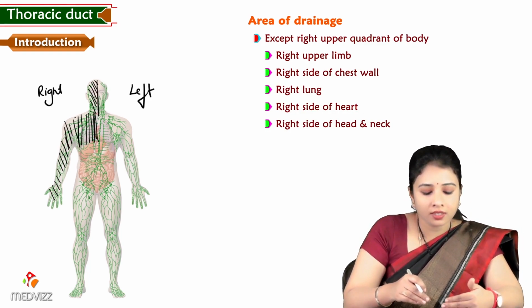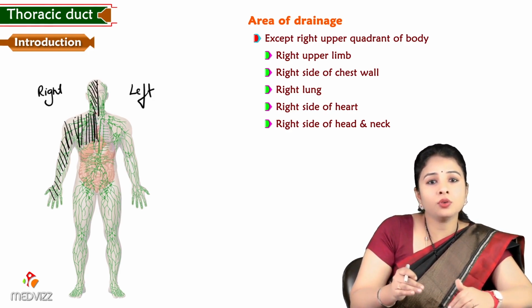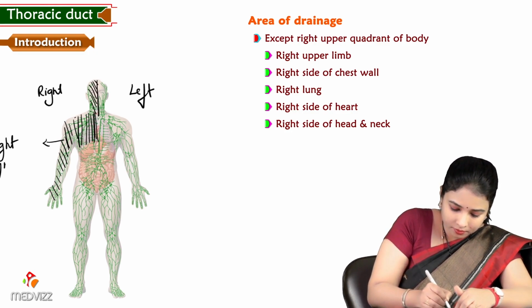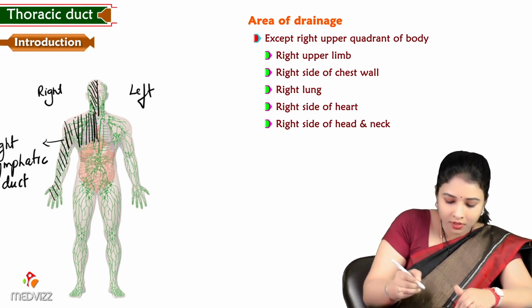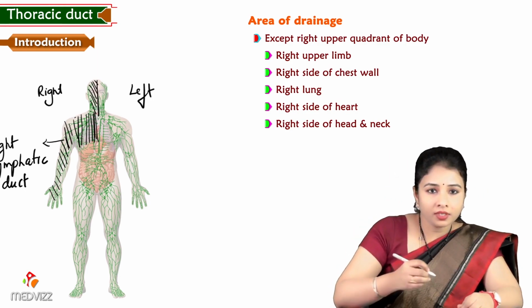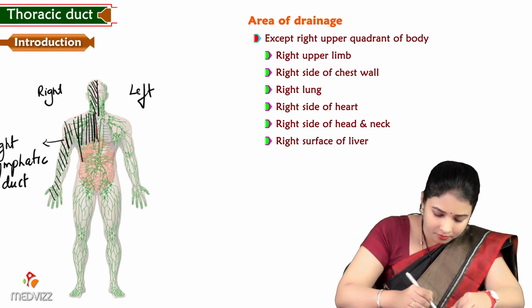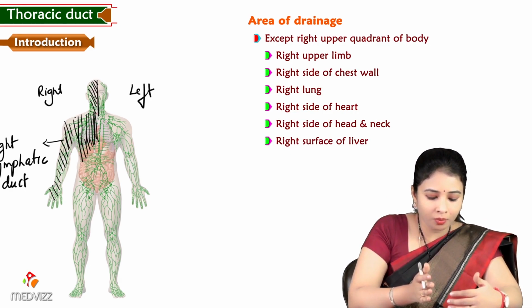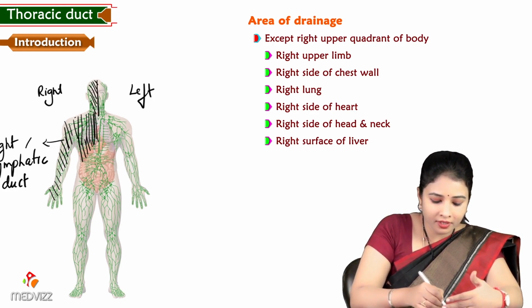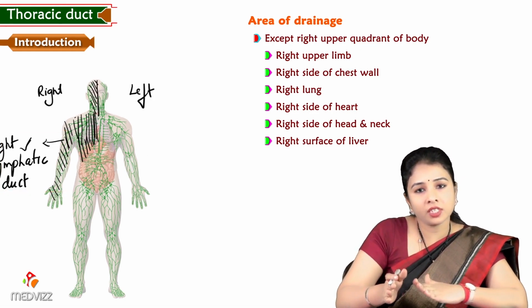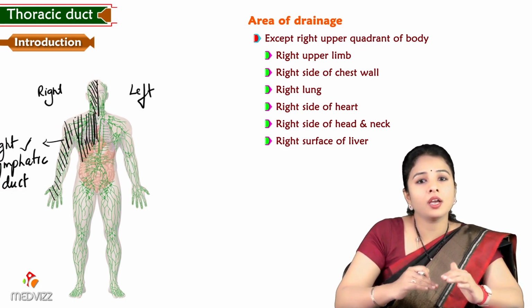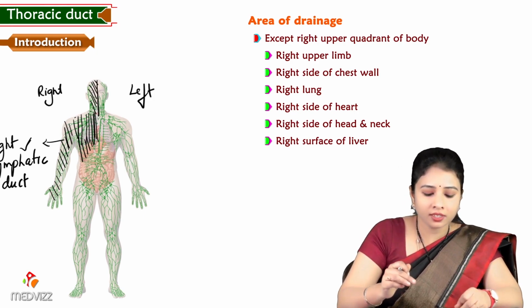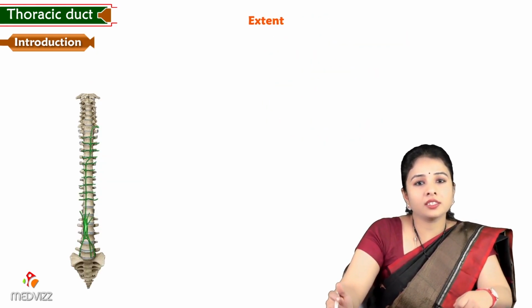So from these areas, the lymph is drained into the right lymphatic duct. So this right side of the upper quadrant of the body drains into the right lymphatic duct, whereas the rest of the body, the left side of the body, the lower abdomen and both the lower limbs, right and left, drain into the thoracic duct.